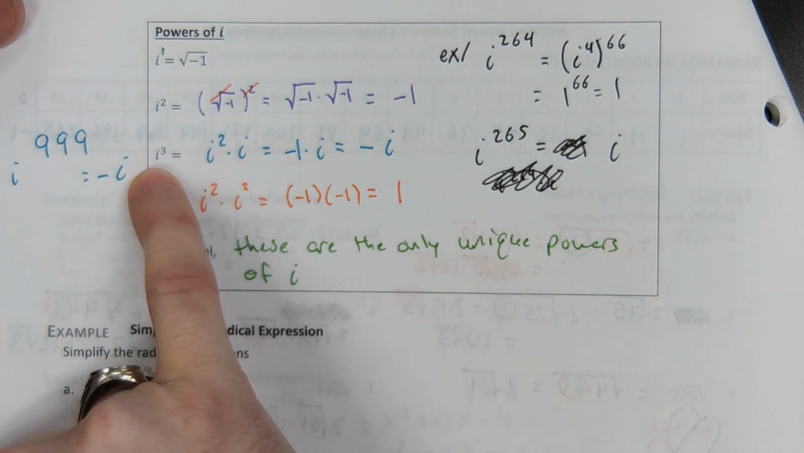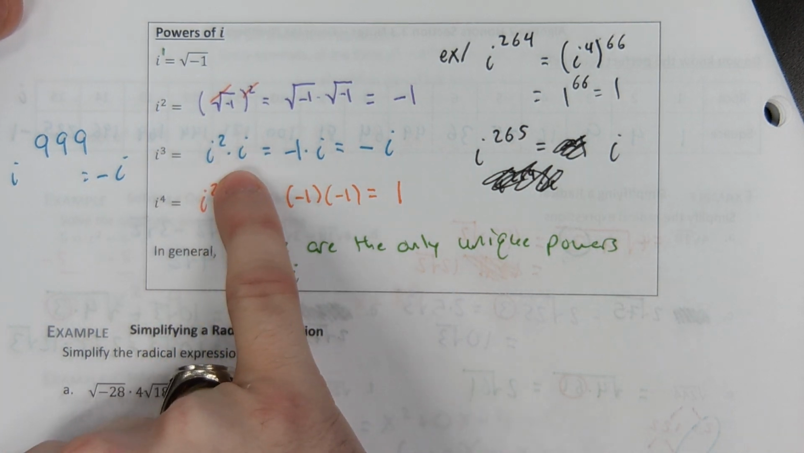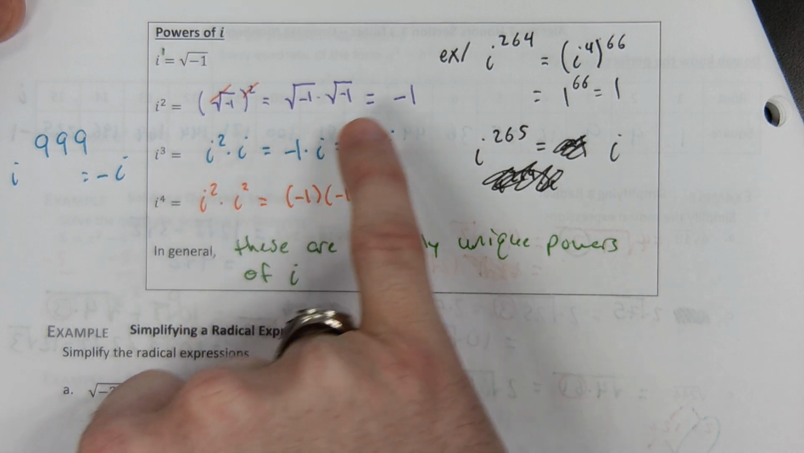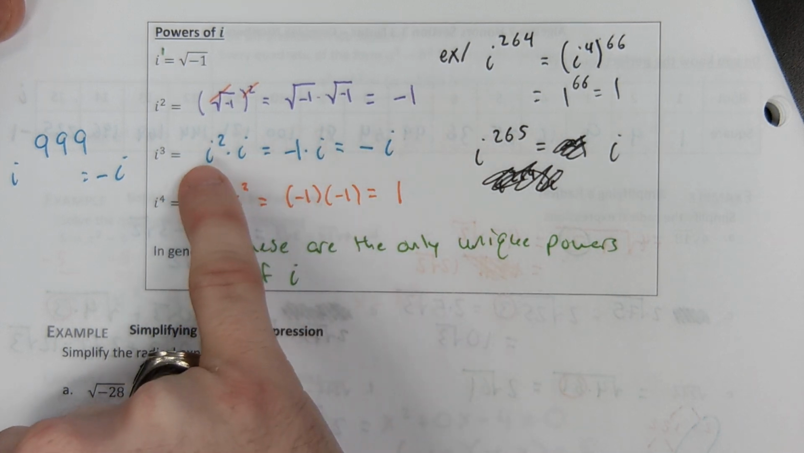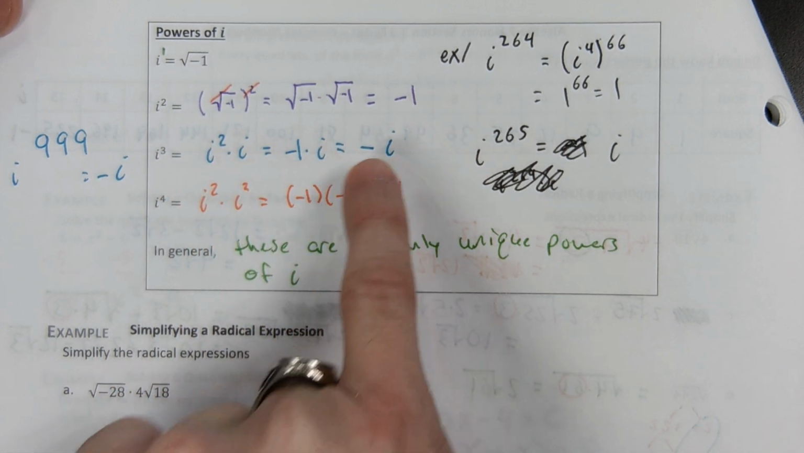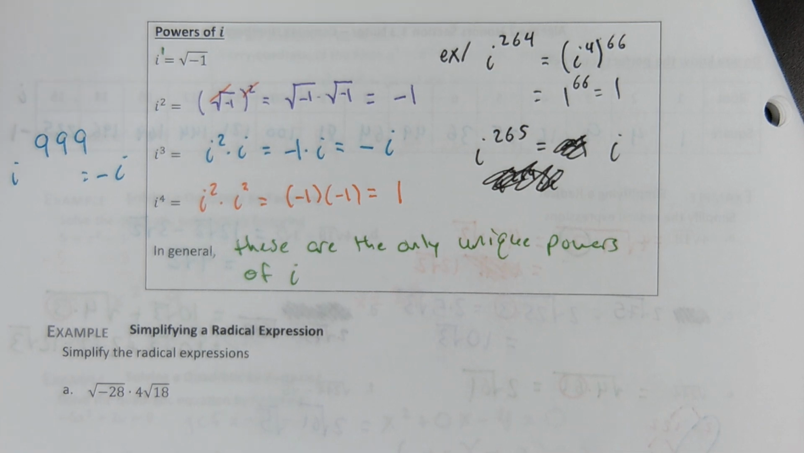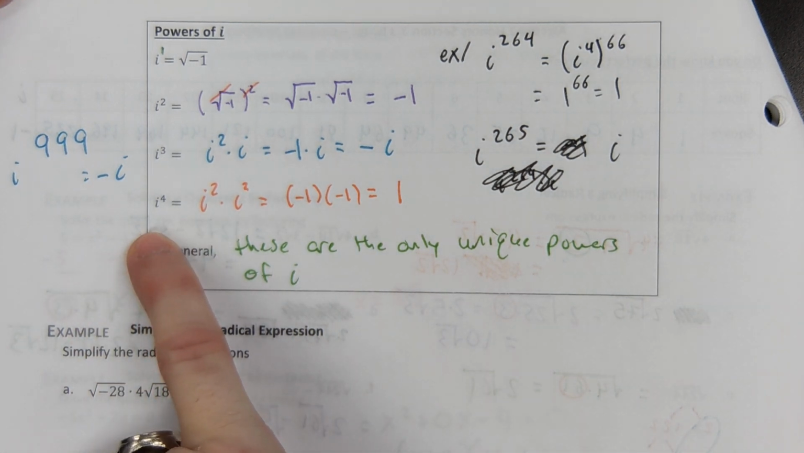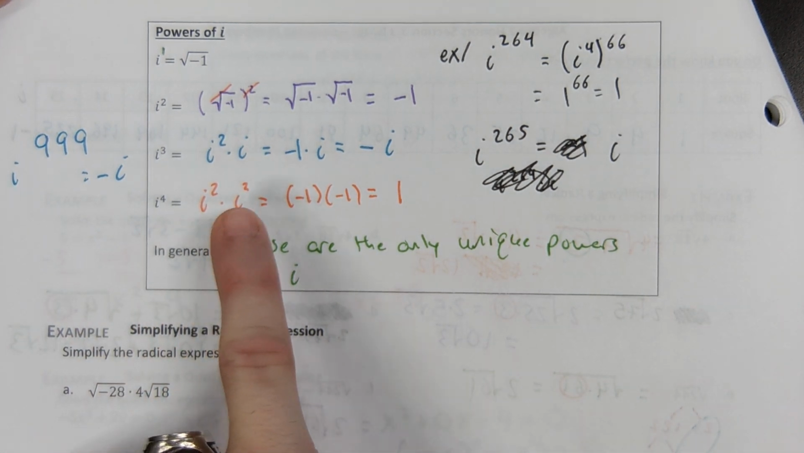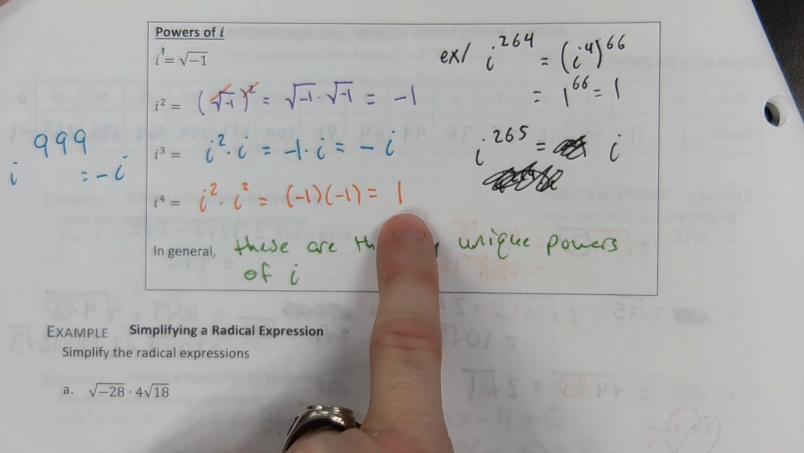i cubed could be broken into i squared times i. We just got the result that i squared was -1, so this means -1 times i, which is negative i. Remember, i is not a negative number. It is the square root of a negative number, but it itself is not a negative number. And then lastly, i to the fourth could be thought of as i squared times i squared, which is -1 times -1, or back to the realm of the real numbers, +1.